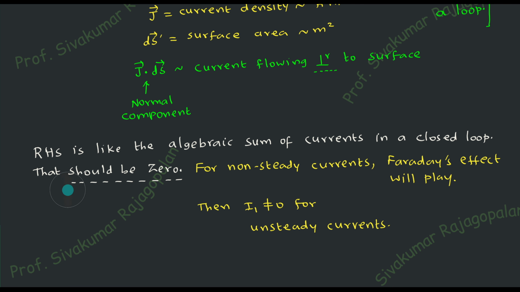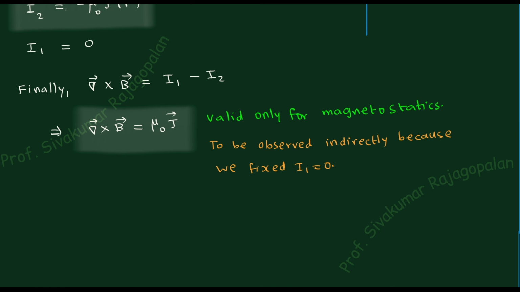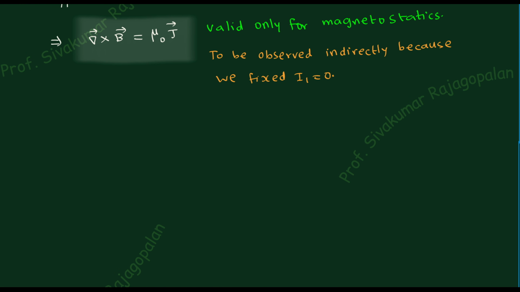Therefore this information should be reflected in our conclusion. That's what I'm trying to say. Whatever assumption we made here should be reflected in our conclusion, namely the validity for steady currents only. So that is the point. And keeping this as the important point, the curl of B is given by mu naught into J, valid only for magnetostatics.